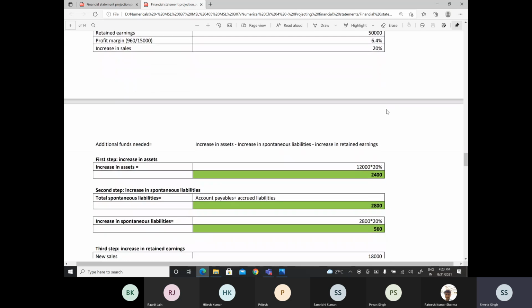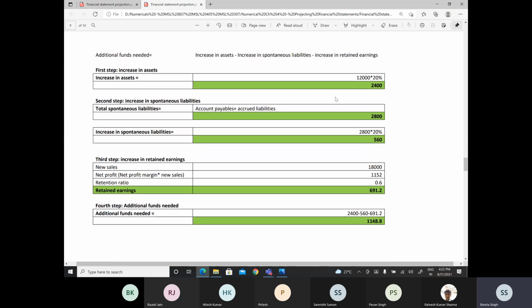Okay. So Ronit, here look at the formula. It's very simple. Additional funds needed is increase in assets minus increase in spontaneous liabilities minus increase in retained earnings. So for increase in assets, we multiply the total assets of 12,000 by 20%, we get 2,400. For increase in spontaneous liabilities, we just look at the account payables plus all our accrued liabilities, which adds up to 2,800. We take 20% of this, it gives us 560.